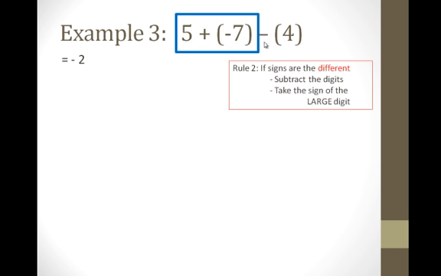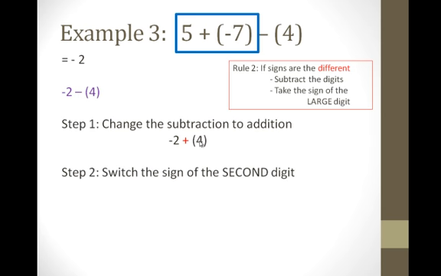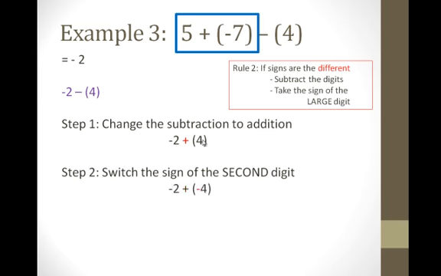Okay, so now I'm going to bring down the subtract by 4. Now I have a subtraction sign here, so I'm going to use the rules for subtraction. Again, the first step is to change the subtraction to an addition. The second step is to switch the sign of the second digit. Right now, this is a positive 4 because we don't see any negative sign here, so we assume that this is positive. Since it's positive, I have to switch it. I'm going to make it into a negative 4. And then step 3, solve using the addition rule.